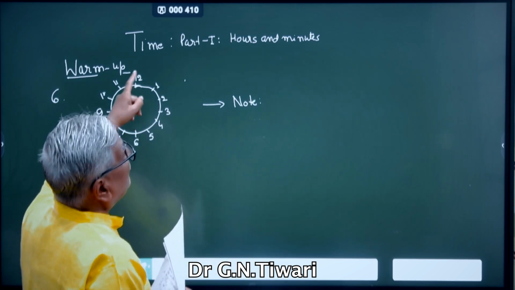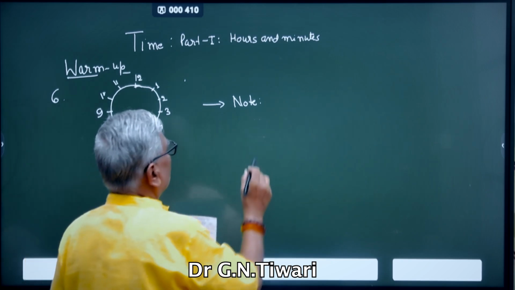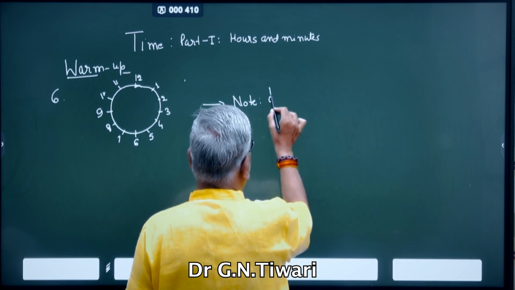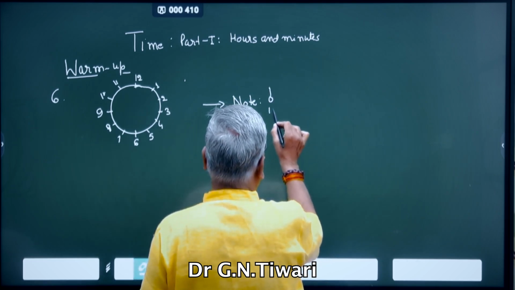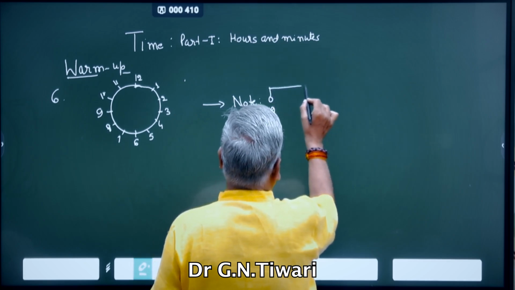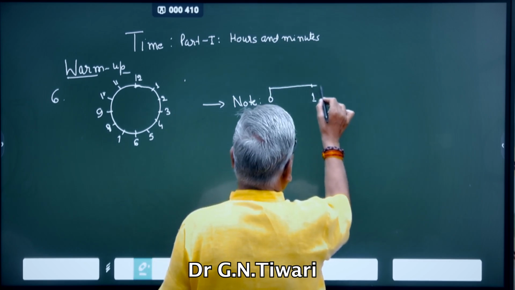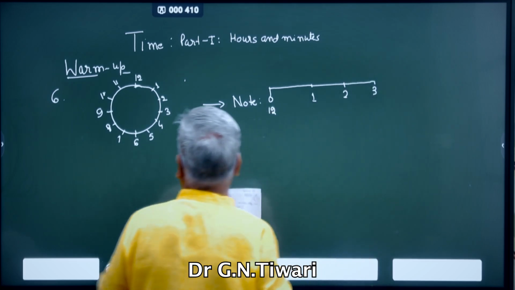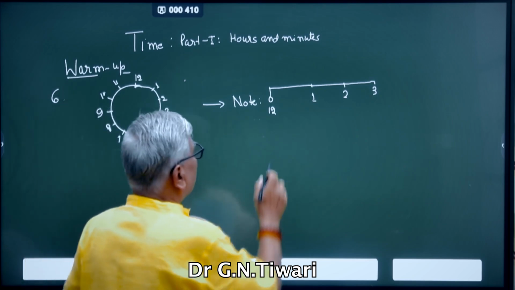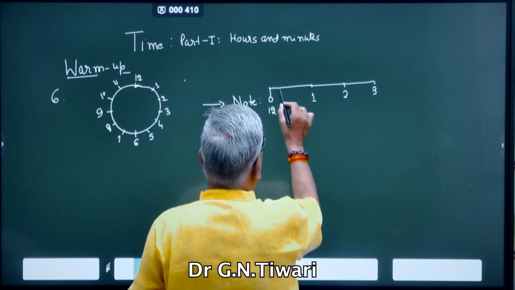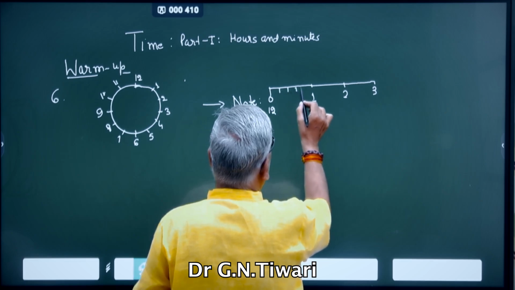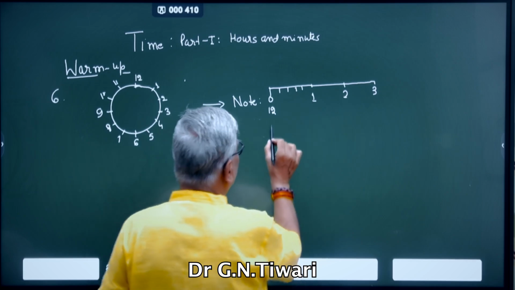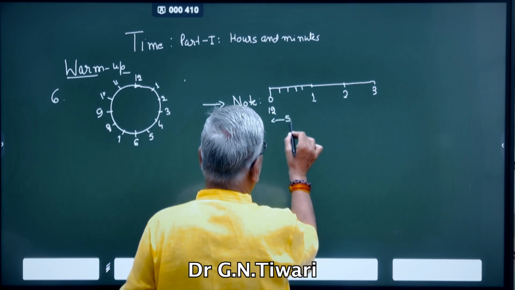Between 12 and 1, or 1 and 2. For example, suppose here you are taking 0, I am taking a number line, which in the watch we generally call 12. And then it is going to be 1, 2, and 3. Just see here. If I cut this one, it will be a straight line. Between 0 and 1, it is divided into 2, 3, 4. Just see. 1, 2, 3, 4, 5. That means this period gives 5 minutes.